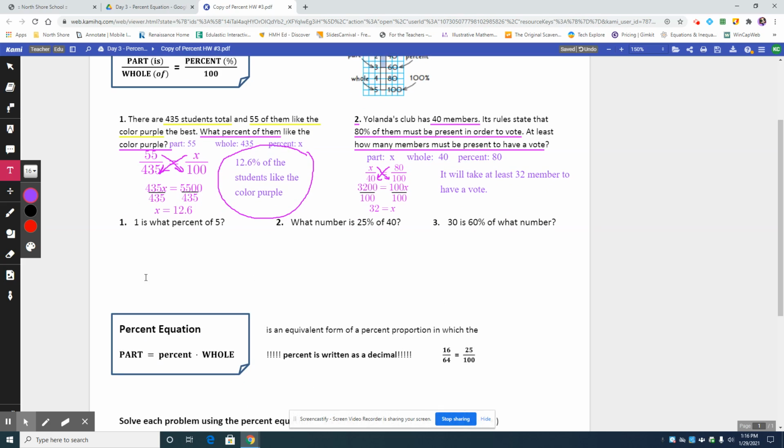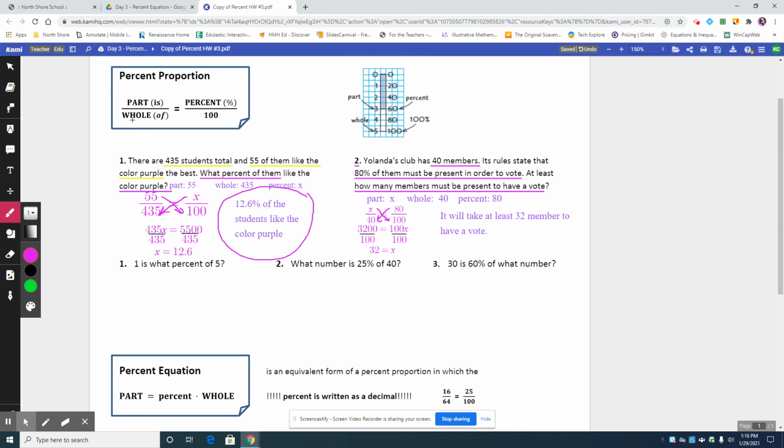All right, next. 1 is what percent of 5? So as you can see in our percent proportion, we have part over whole. The part refers to the number that has the is attached, and the whole refers to the number with the of. So here it says 1 is what percent of 5? So the is the 1, the of is the 5, and we're searching for the percent. So if we fill in our proportion, it will be is over of, or part over whole. 1 over 5 equals our unknown percent over 100.